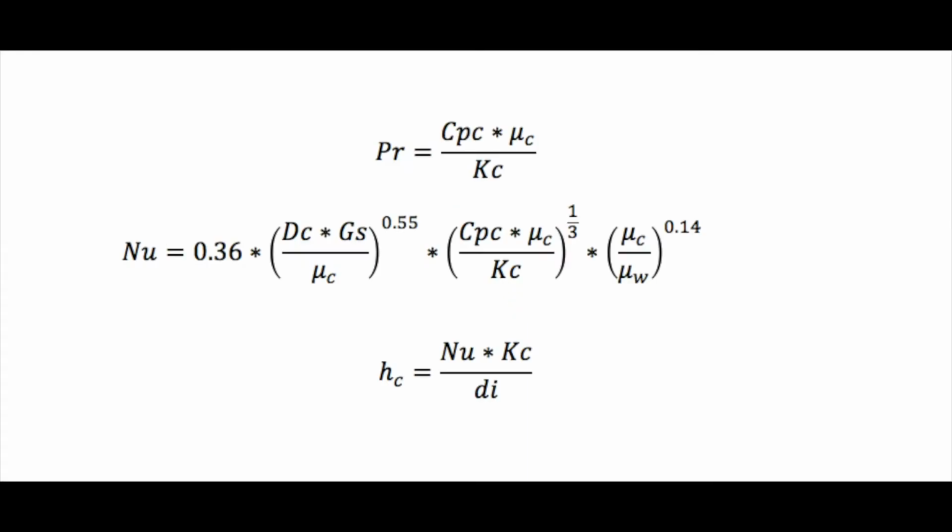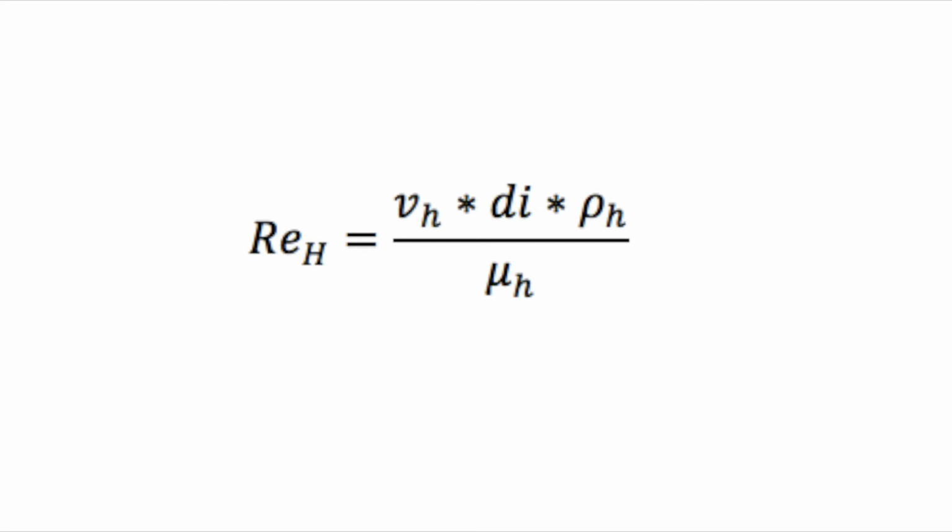Later on, the Prandtl number and the Nusselt correlation were calculated in order to calculate the heat transfer coefficient for the cold fluid. On the other hand, the calculations for the tubes were made to obtain the heat transfer coefficient of the hot fluid. The calculations of the Reynolds number and the Nusselt correlation were done differently on this part of the heat exchanger considering the flow regime.